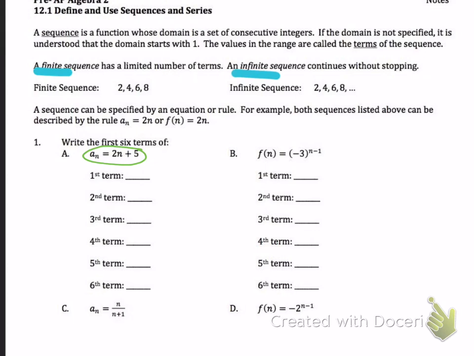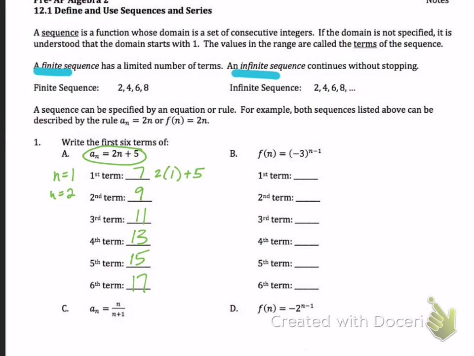So first term means that n equals 1. When I plug in 1, I get 2 times 1 plus 5, which gives me what? 7. If n equals 2, then what would that number be? 9. If I plug in 3, 11. If I plug in 4, 13. Can anyone tell me what the pattern is? What's the next number going to be? 15, 17. Plus 2. Yeah, the pattern is that it's adding 2 every time.